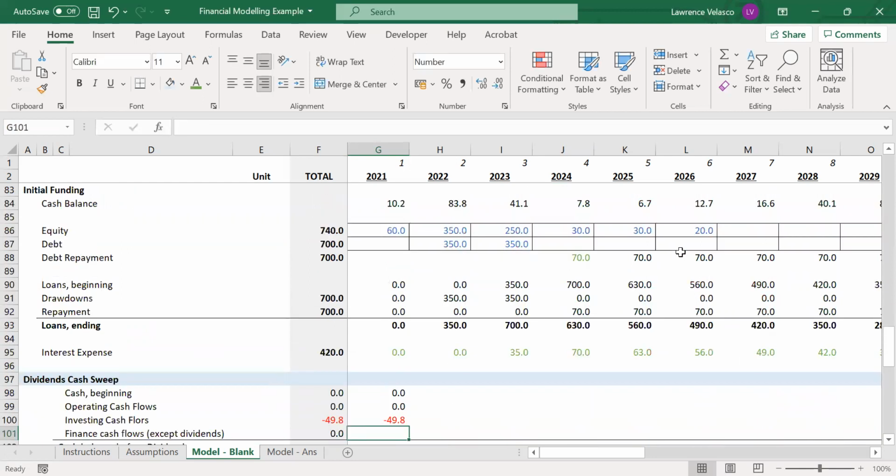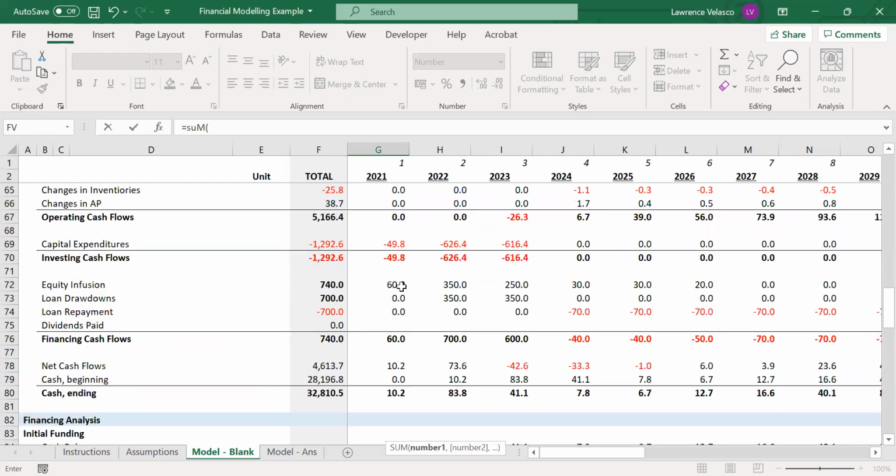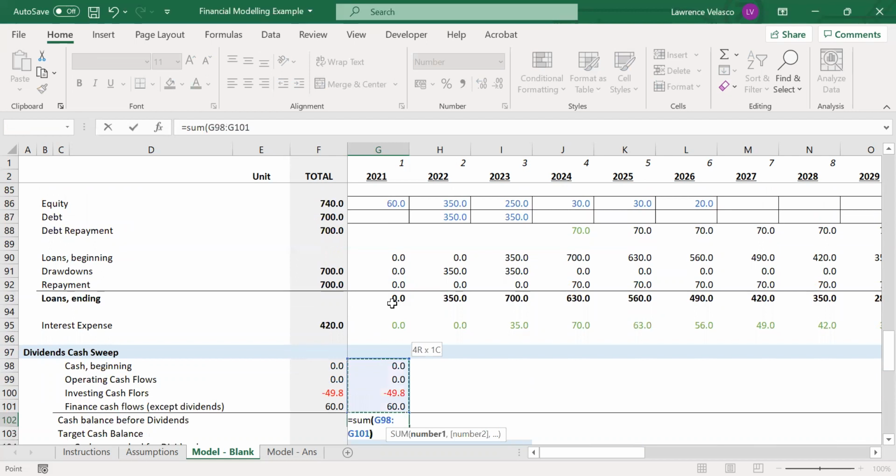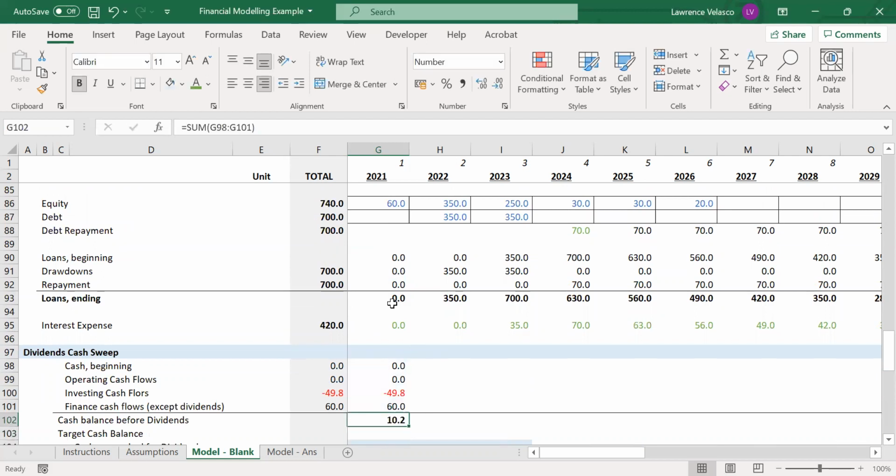And then financing cash flows except dividends. So therefore, kunin mo yung sum ng equity infusion, loan drawdowns, loan repayment, except dividends paid. Okay. And from there, you can get the bank cash balance before dividends.